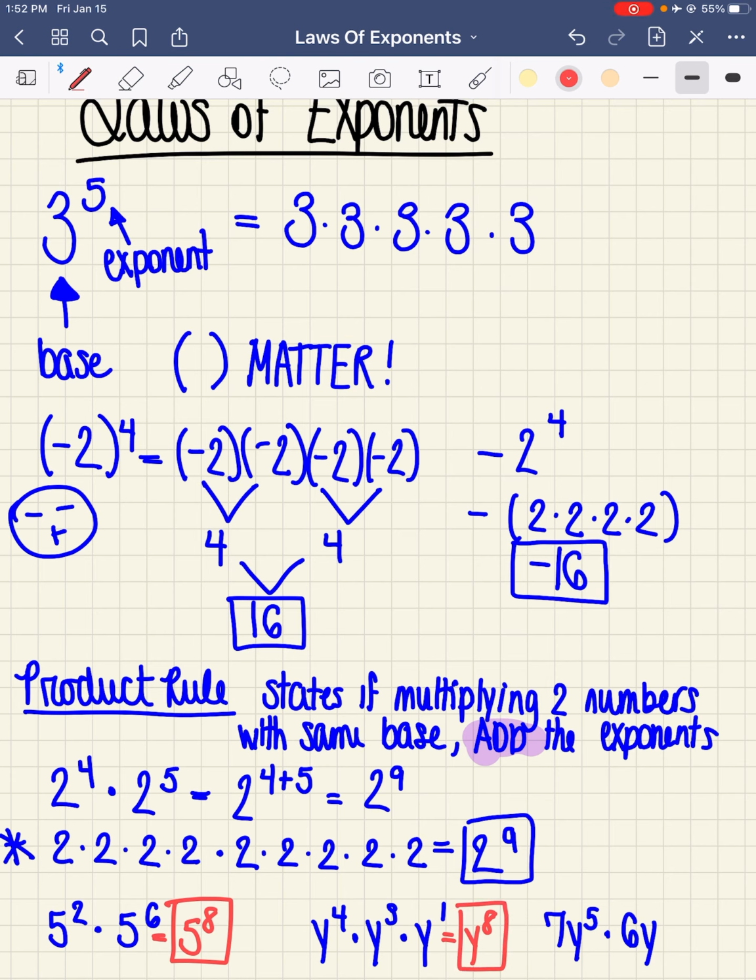And then the last one, the 7 and the 6 are on their own here, so I'm going to multiply those, which is going to give me 42. And then y to the 5th, again, this is going to be y to the first, so y5 plus y1 is going to give me y to the 6th power. So that one would be 42y to the 6th power.